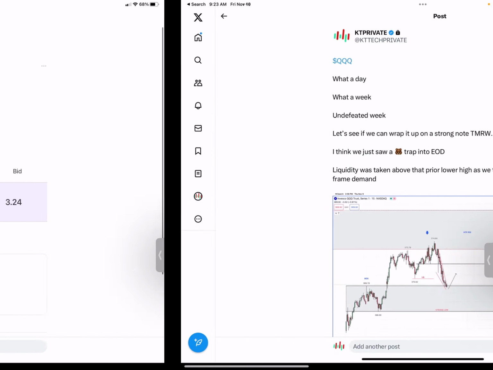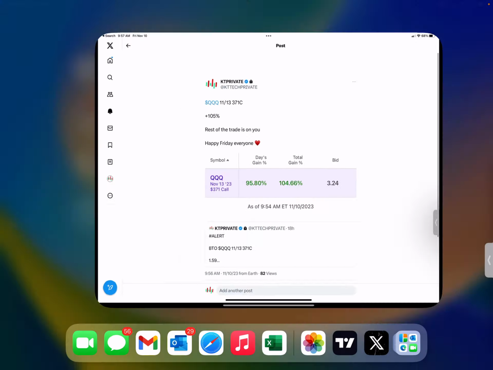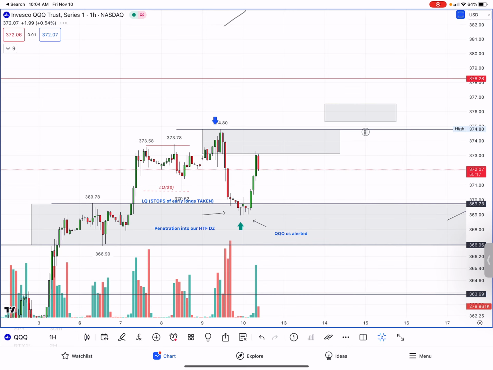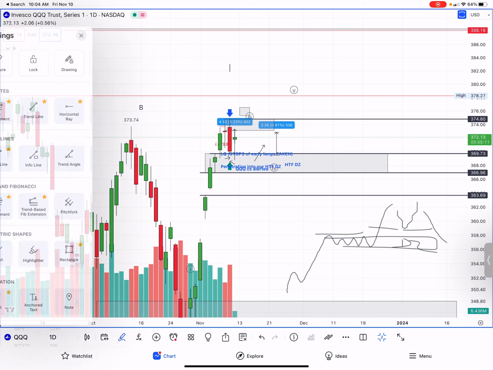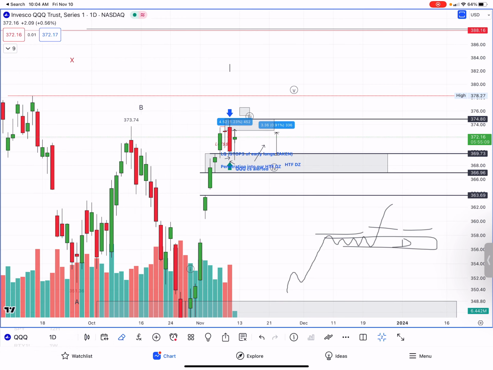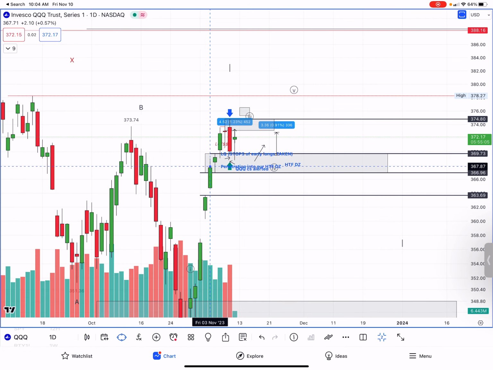So I sent my alert out yesterday. You can see it right there below. And let's go into the chart and show you the premise behind the trade. On the daily chart, you can see that we had this nice rally-base-rally demand zone, okay? On the daily chart, you can see the actual structure right there.